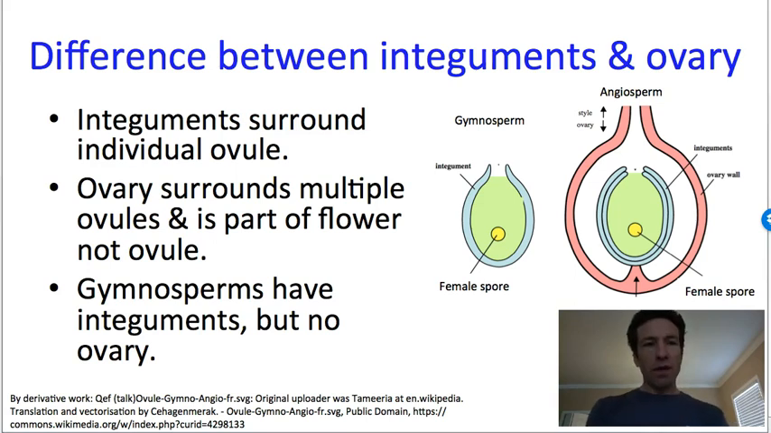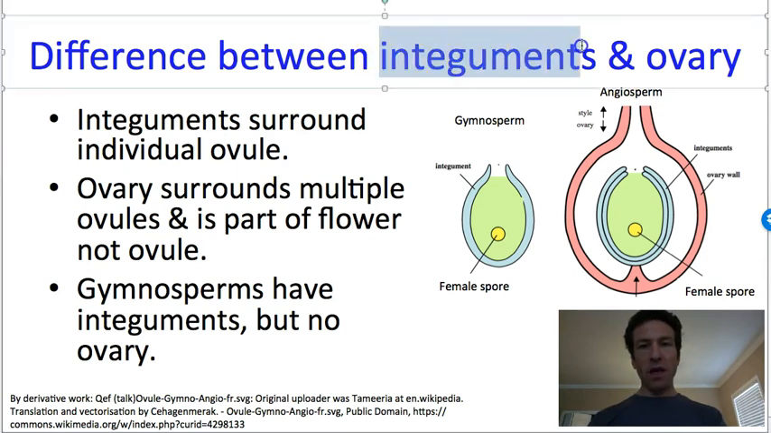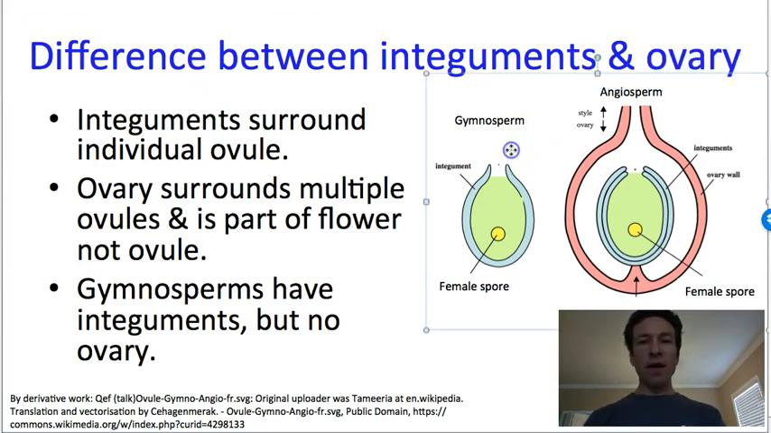One thing I've experienced in teaching similar courses is that students often get confused between the protection provided by integuments and the protection provided by the ovary. Those are two different things. The gymnosperm has one of them, but not the other. So let's go over this one more time.